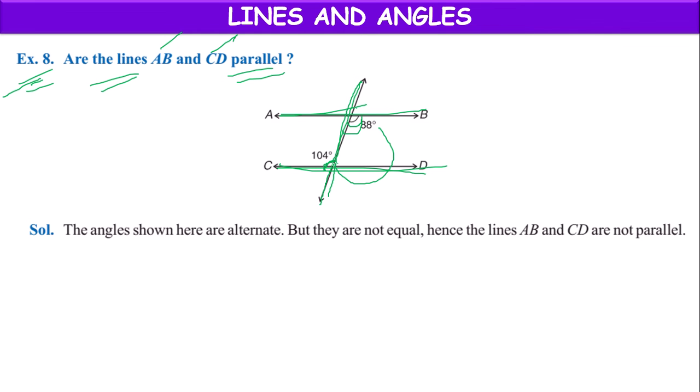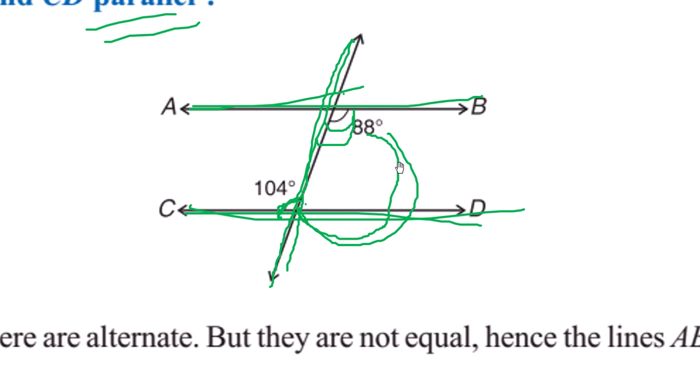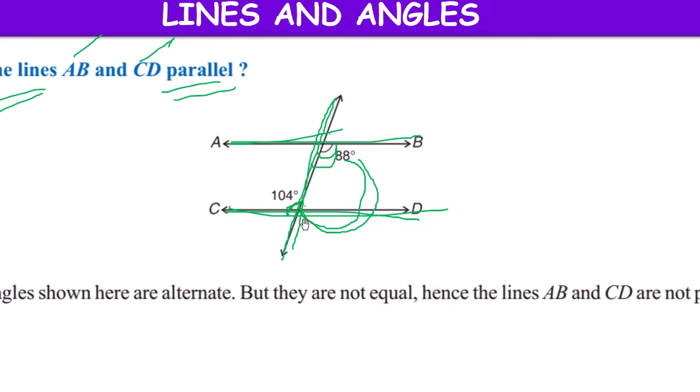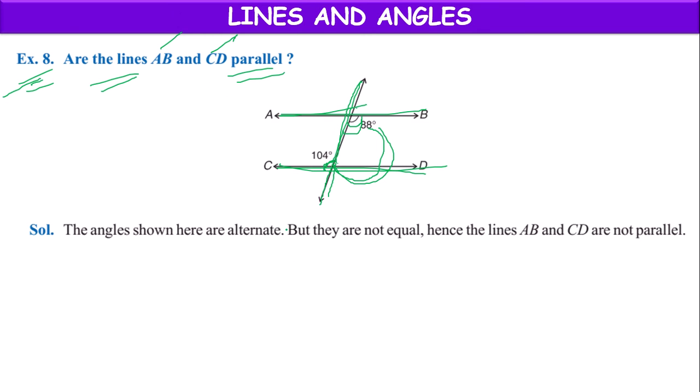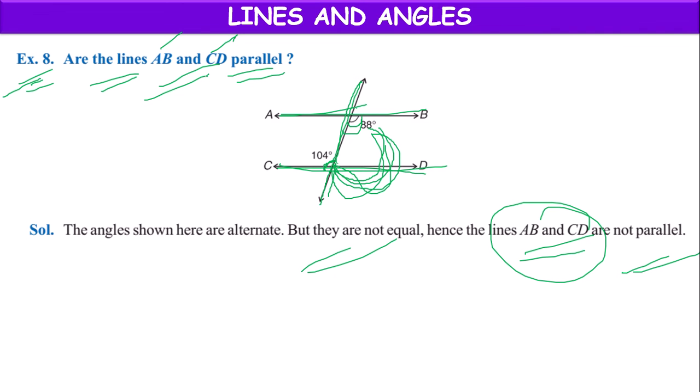These two angles make an alternate angles pair, but this alternate angles pair is not equal according to the given values. So they are not parallel. The lines are not parallel. We have alternate angles, but those alternate angles are not equal. So they are not parallel lines. According to this property, we can check whether they are parallel or not.